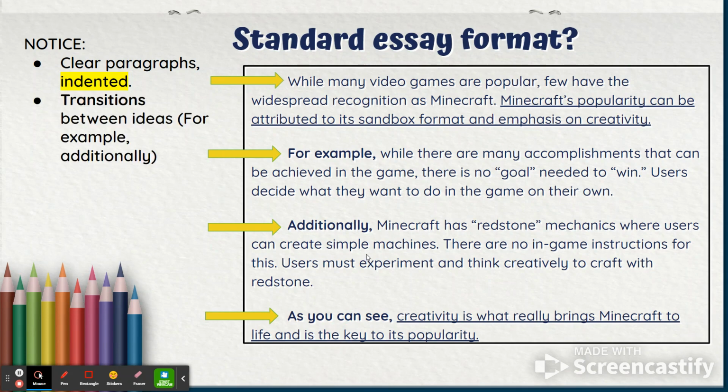There are transitions between the different ideas. Things like, for example, additionally, and as you can see, are transition words and phrases that help move the reader between ideas. There's a controlling idea, so a big idea that the whole essay is about that we generally put in the introduction. And then there are supporting details or evidence in the body paragraphs.